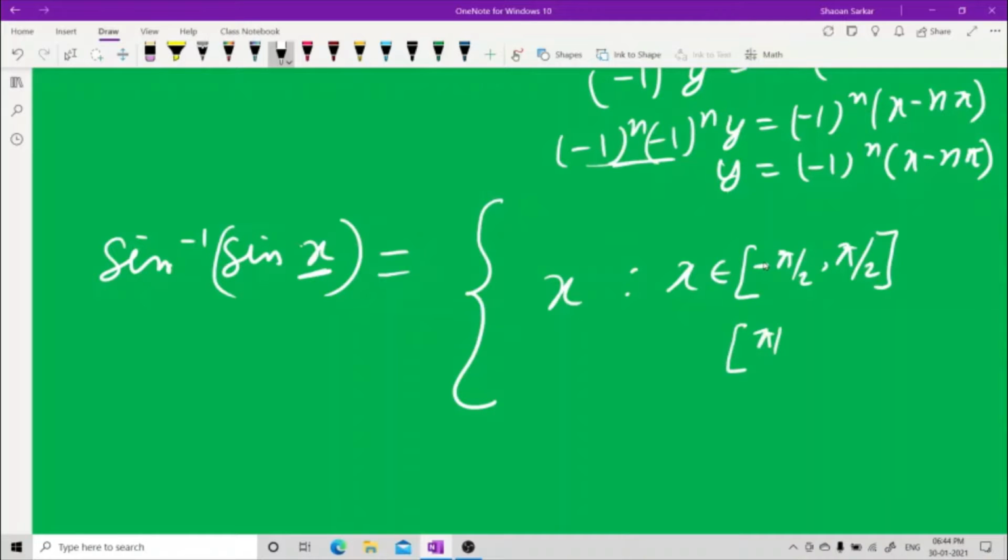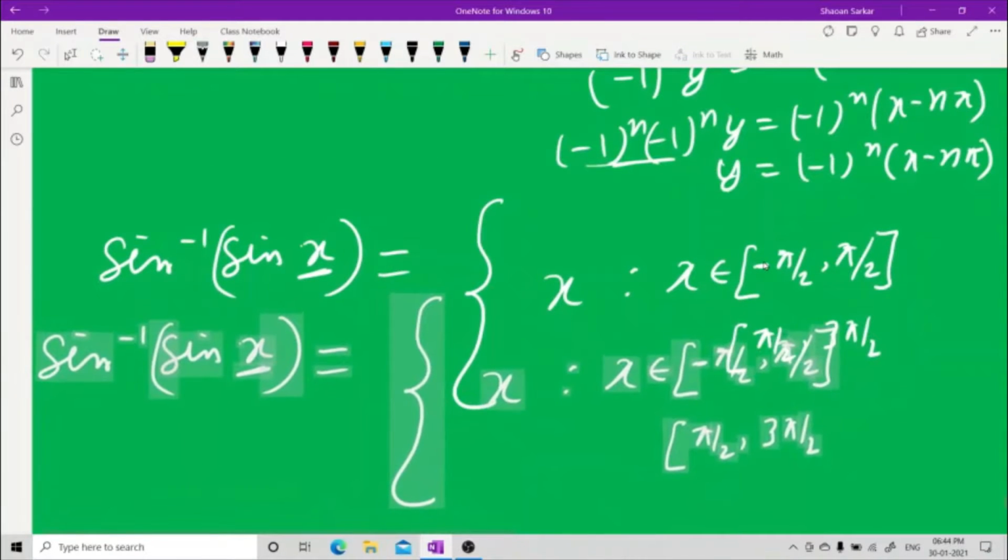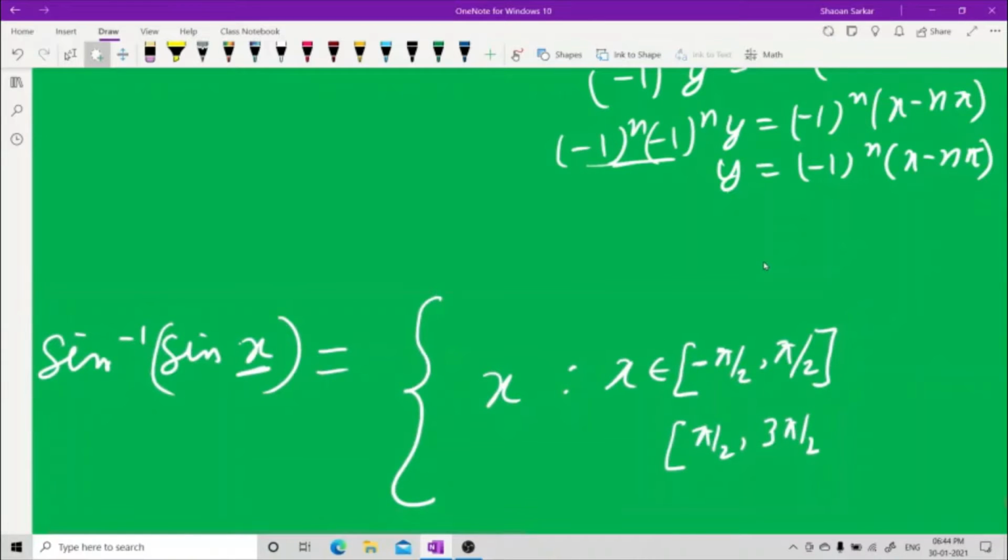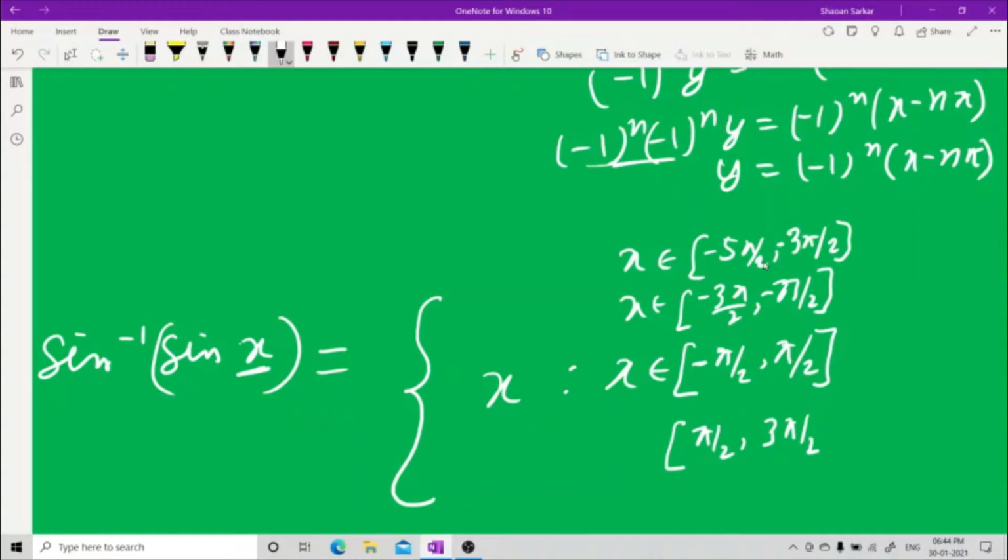अब अगर मैं इंटरवल चेंज कर दूं, that means if I want to find between π/2 to 3π/2, let me bring it little down here. Now see, and I want to write here, x belonging to minus 3π/2 to minus π/2, and x belonging to minus 5π/2 to minus 3π/2, and for here I want 3π/2 to 5π/2.